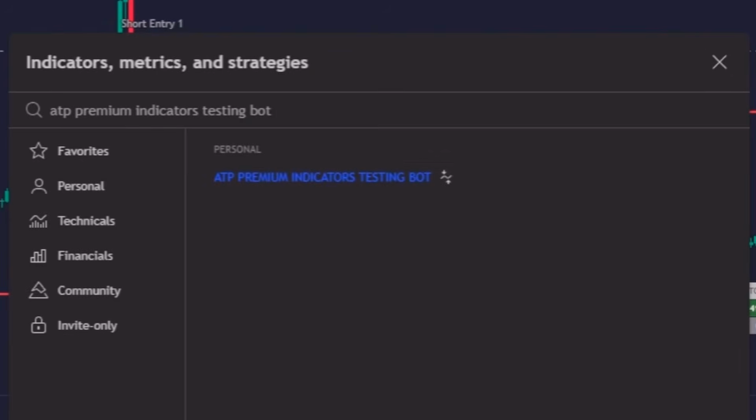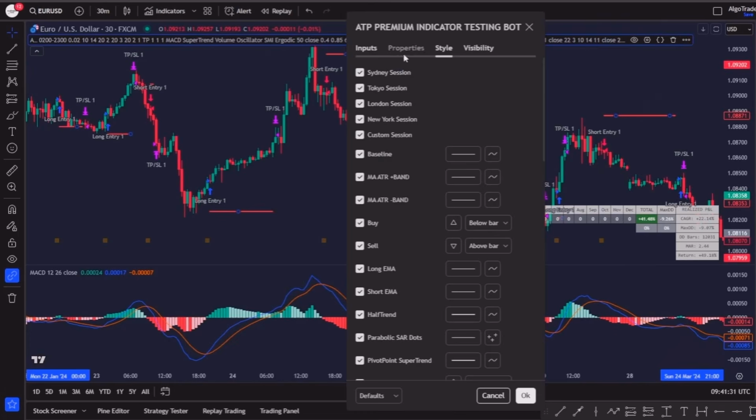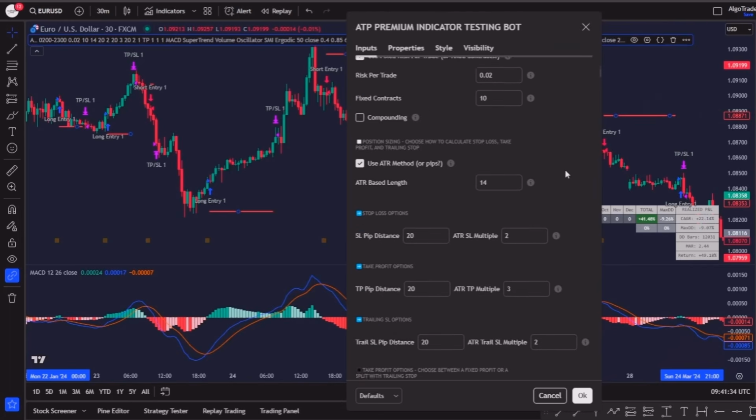That's why I will use my automated testing tool, which allows me to quickly backtest and remove any human bias.